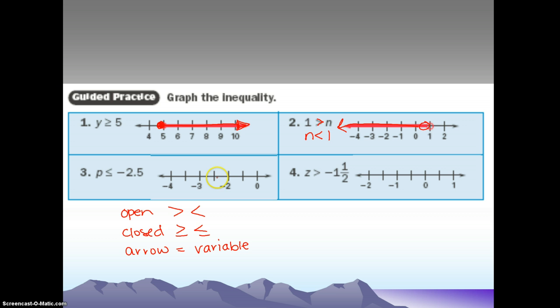3, -2.5, which is here. It's closed. P is less, so we go left. 4, -1.5, which is between -1 and -2. It's open, Z is greater, we're going right.